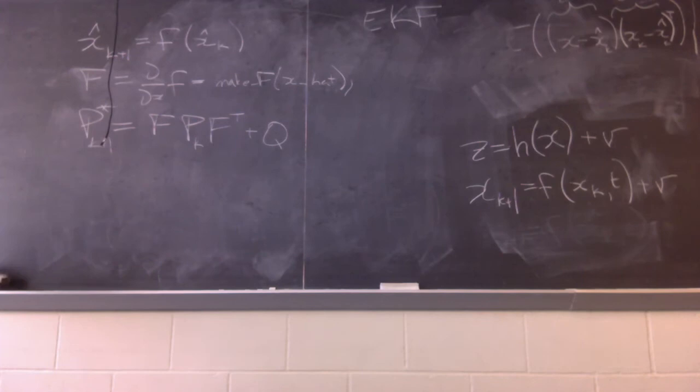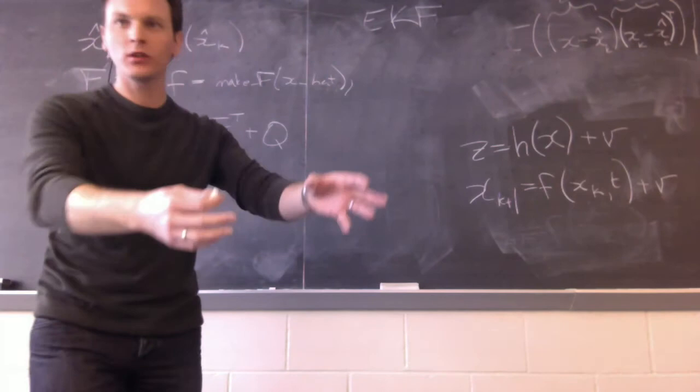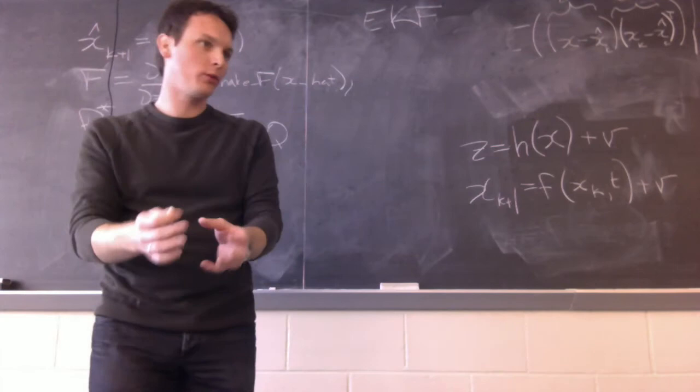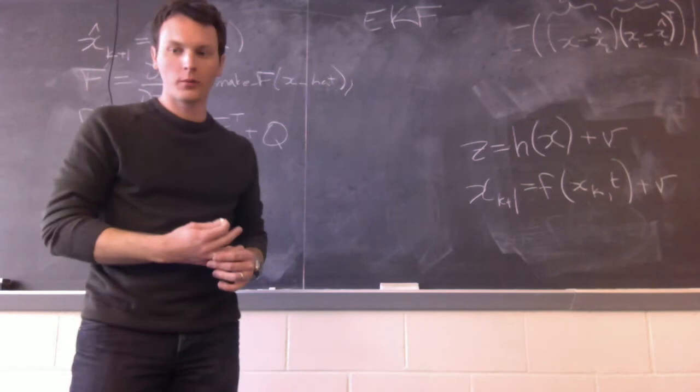Well, in all the things that we've been talking about, we run a simulation to predict where the state will be. Then we predict what the measurement will be. And the measurement might be something you can see, like a position or a velocity, or it might be something you can't see at all, or something that really has nothing to do with the state directly.